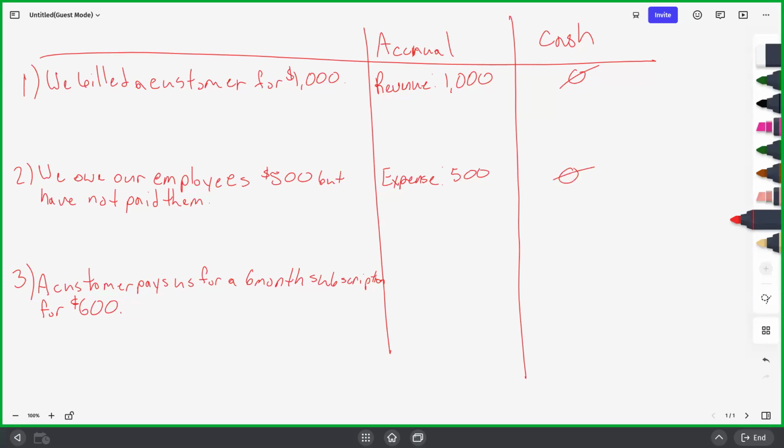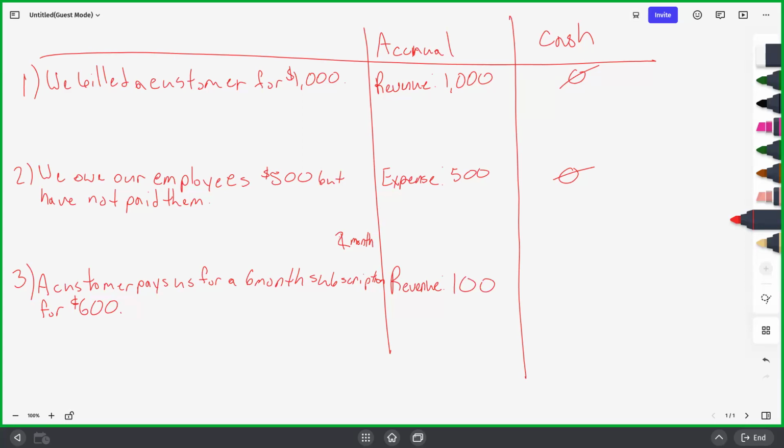Perfect. A customer pays for a 6-month subscription for $600. Is that revenue or expense? And we're doing this for 1 month. We're on month 1, or we're on month 2, we'll say. Month 1 has passed. So is it an expense or is it a revenue? Revenue. So for accrual, 100 here, how much for cash?